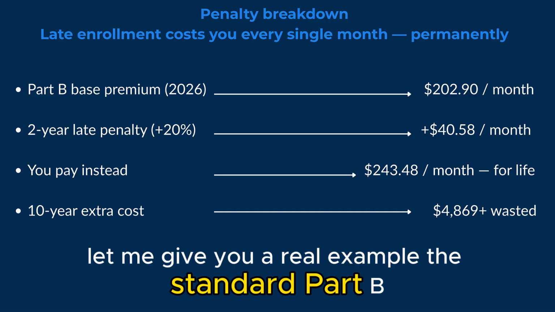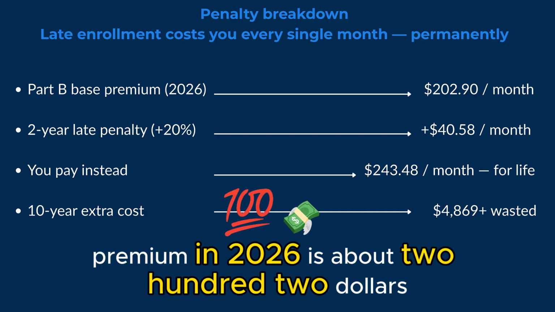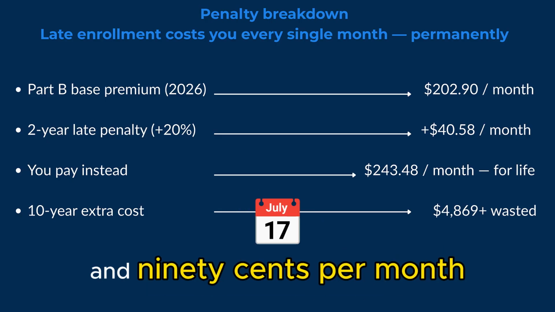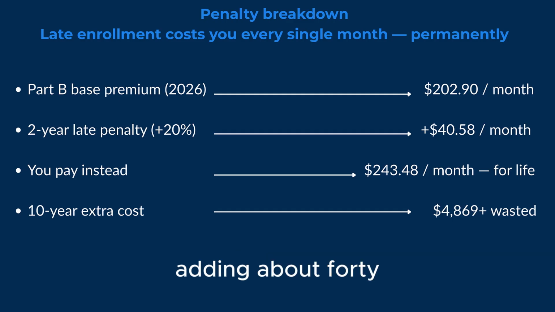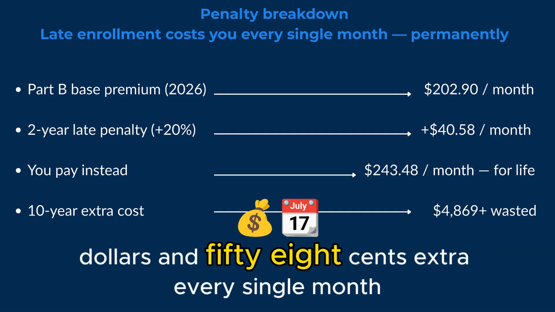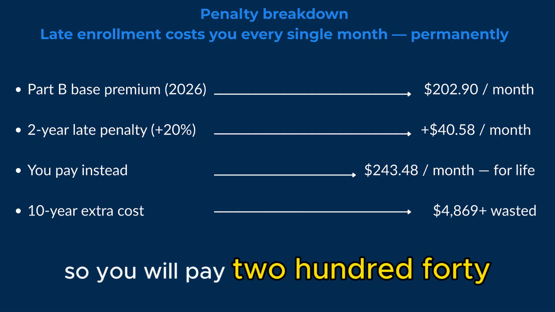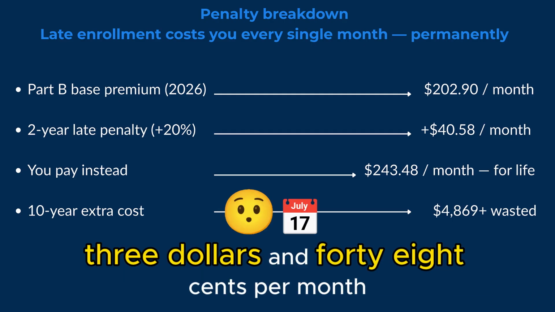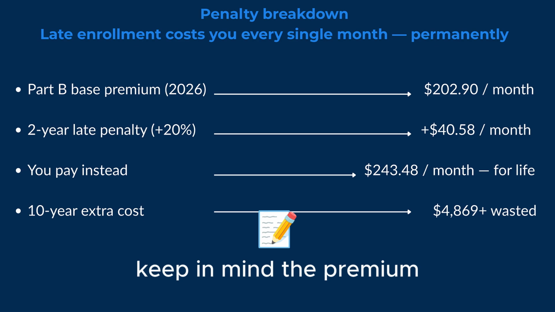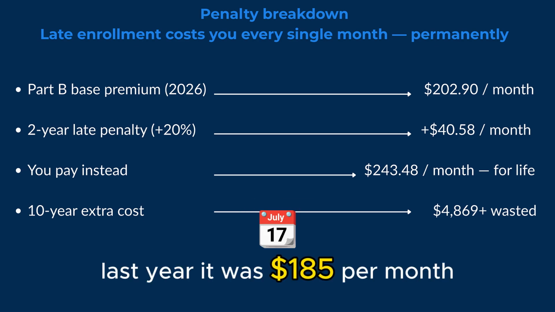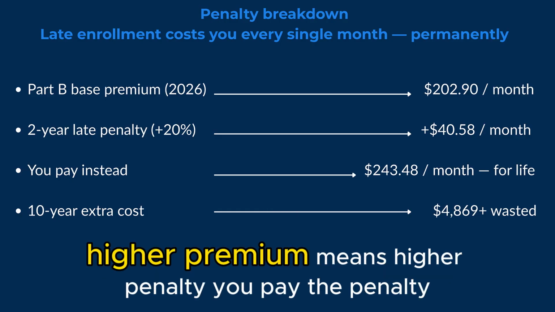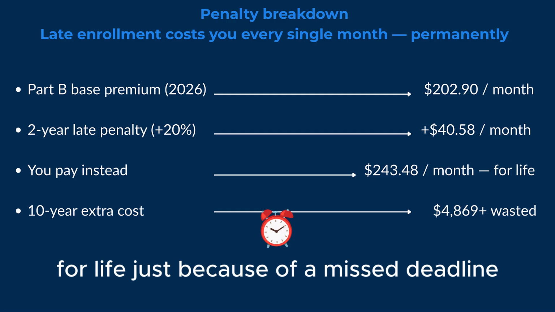Let me give you a real example. The standard Part B premium in 2026 is about $202.90 per month. If you were late by 2 years, that is a 20% penalty, adding about $40.58 extra every single month. So you will pay $243.48 per month. Keep in mind, the premium amount for Part B will mostly increase each year. Last year it was $185 per month. Higher premium means higher penalty. You pay the penalty for life just because of a missed deadline.